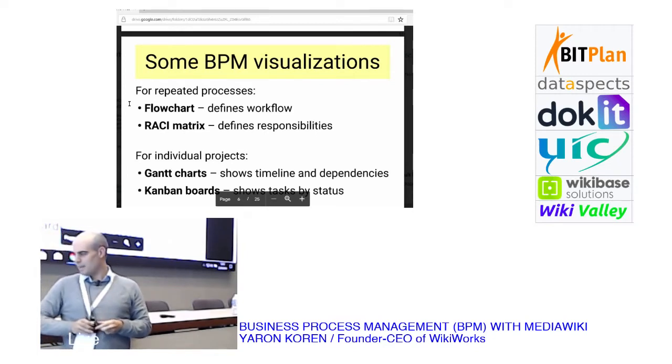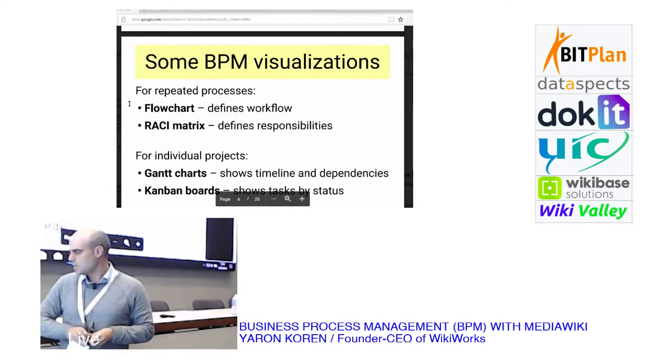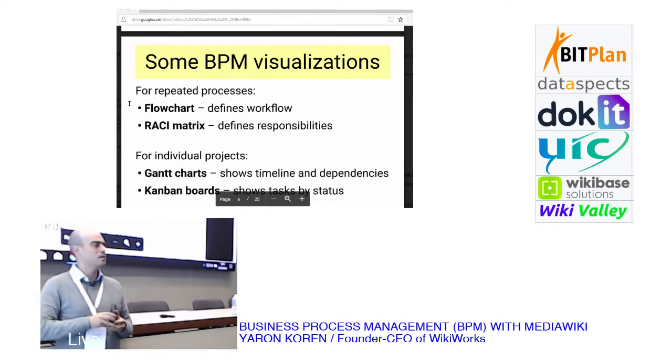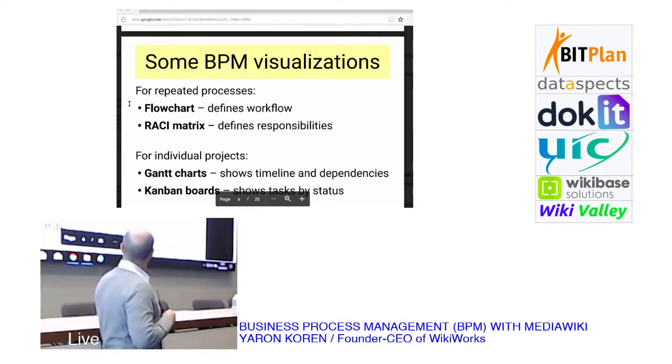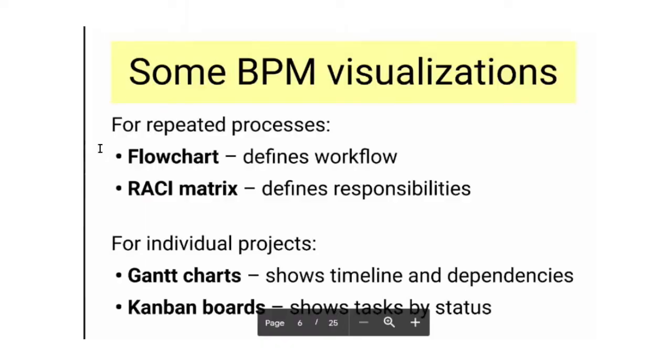I'm listing here four standard BPM visualizations. The big one, I think, is flowcharts, and then I don't know how to pronounce those, RACI matrices or matrices. Those first two are for repeated processes, things that just sort of last indefinitely, and then the other two I think are for project-specific ones where you're tracking the development of a single specific project over time. That's Gantt charts and Kanban boards.